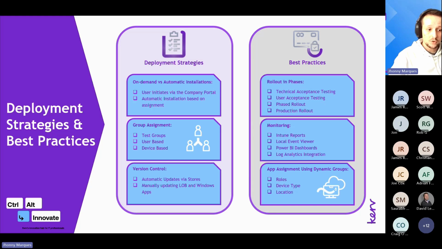And the last of those is version control. Again, with store apps, those will be updated automatically. If it is a line of business app or a Windows Win32 app that you configure through Intune, you need to make sure that you keep on top of those versions. If there is a new version that has been released, those apps will need to be replaced on Intune. That won't be done automatically.